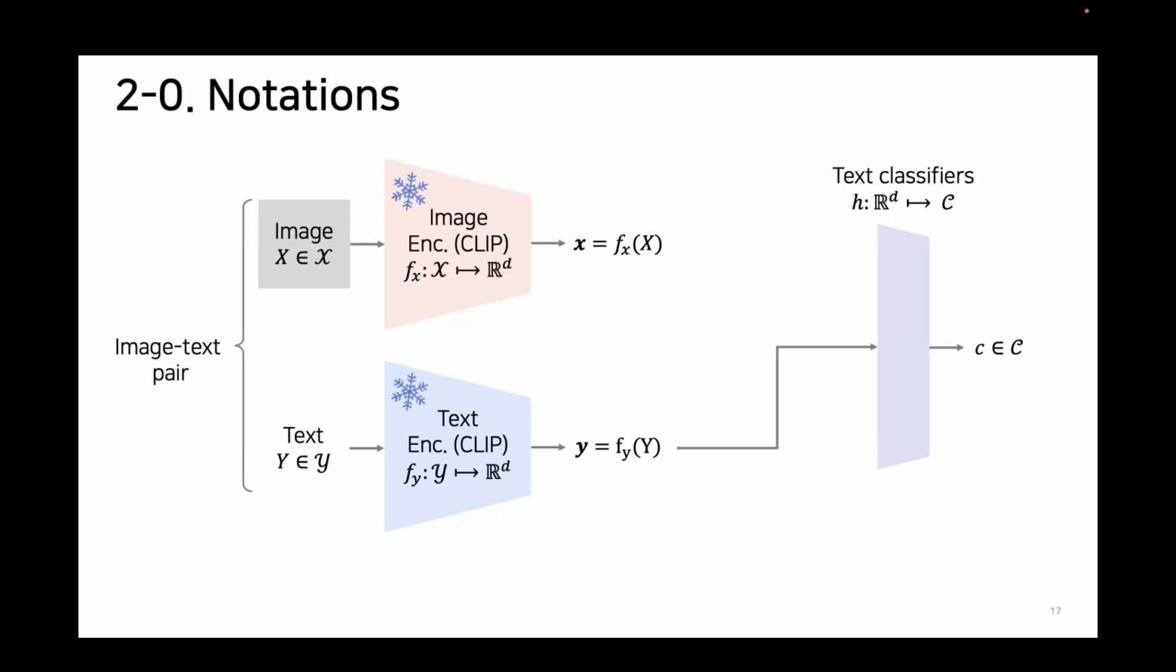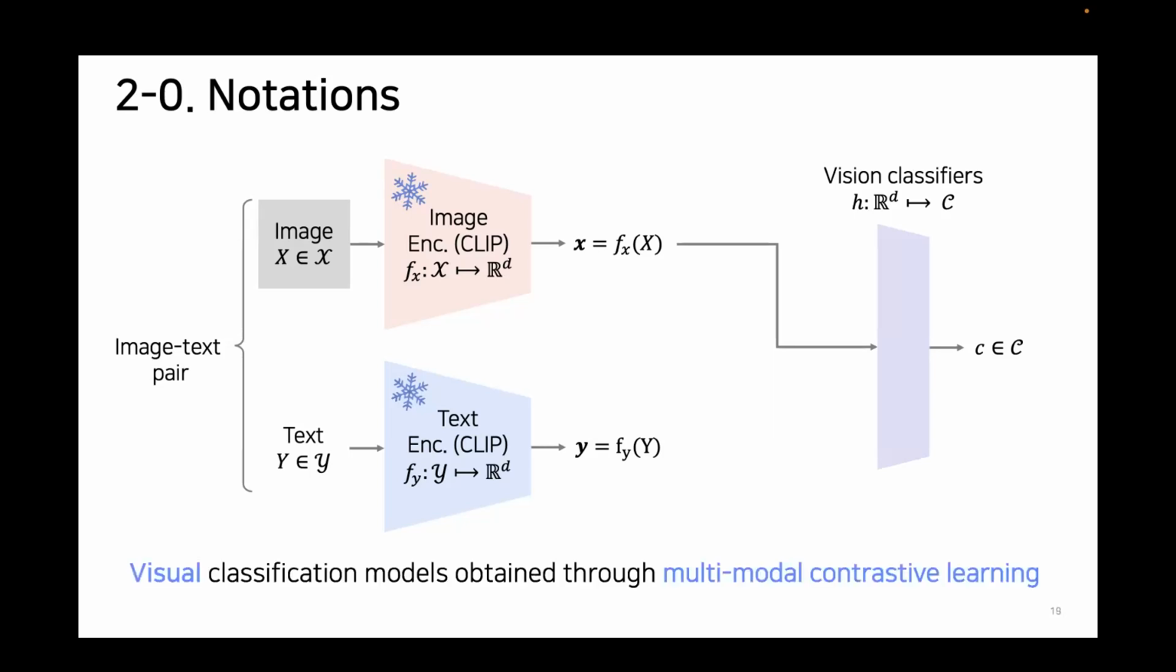And we can use these embeddings to train classifiers. When we use the text embedding, this classifier is called a text classifier. And if we use the image embedding, then we can call it a vision classifier. In this paper, they focused only on the visual classification models obtained through multi-modal contrastive learning, such as CLIP.